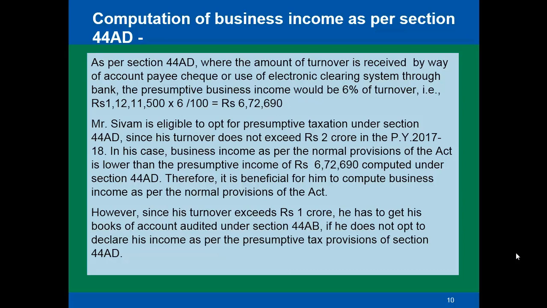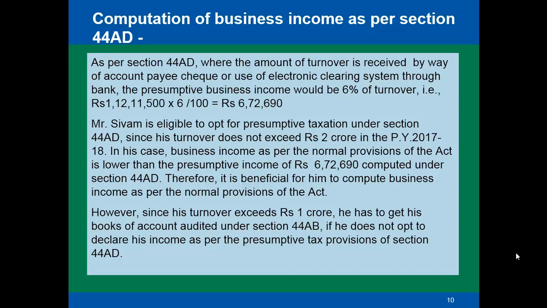Now, Mr. Sivam is eligible to opt for presumptive taxation under section 44AD since his turnover does not exceed 2 crore in the previous year 2017-18. We have calculated his income as per the normal provisions of the Act and found it is lower than the presumptive income of rupees 6,72,690 which we calculated earlier under section 44AD. Therefore, it is beneficial for him to compute the business income as per the normal provisions of the Act.